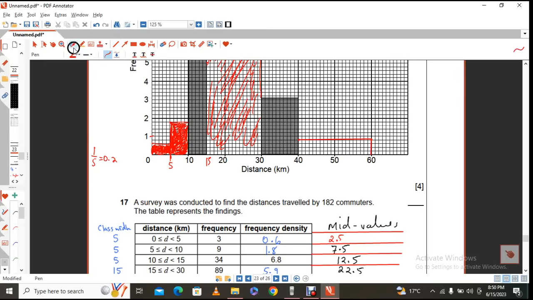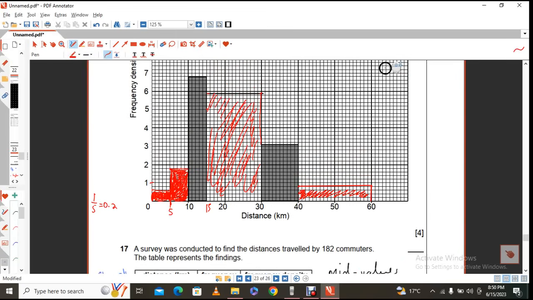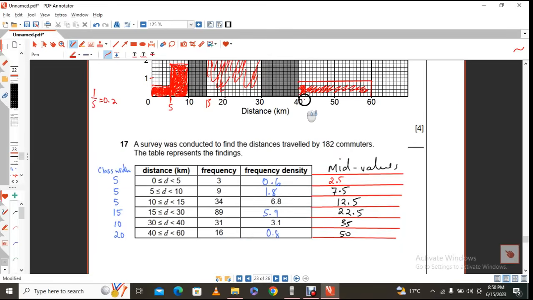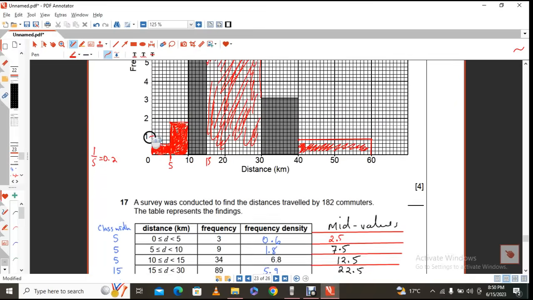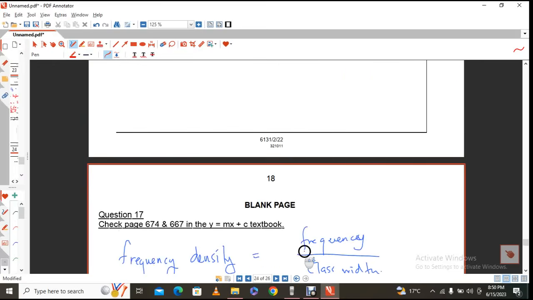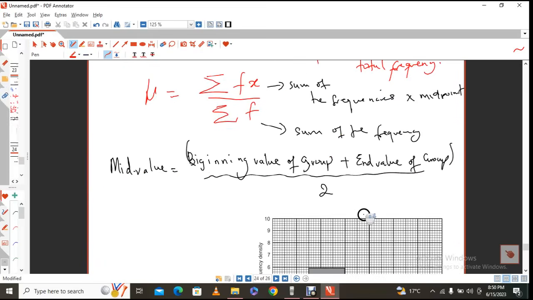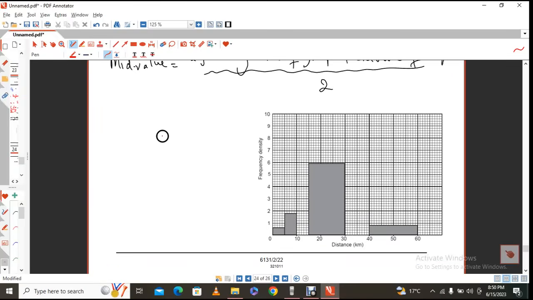Of course, it's much easier if you are sitting with the paper, and then you can do that. And that's how you get the marks for each correct bar. The table is very important because you have to use the frequency, but you need to first find out what one little block represents on the frequency density. We have it here as well for you. It's 4 marks, and you get a mark for each correct bar, not the same width.